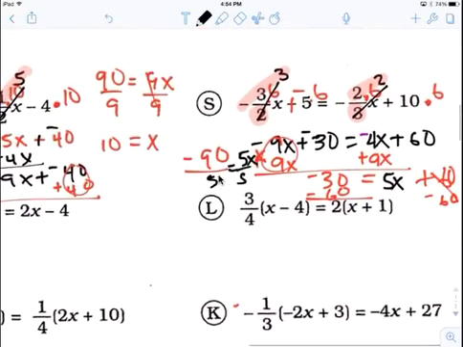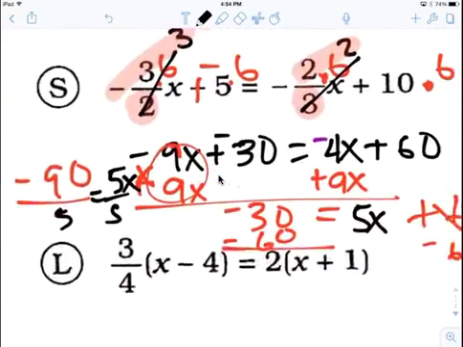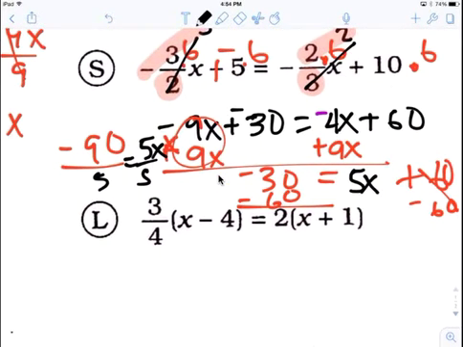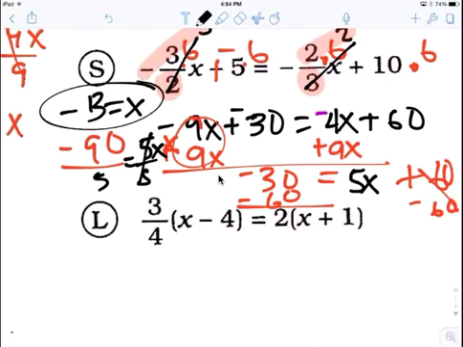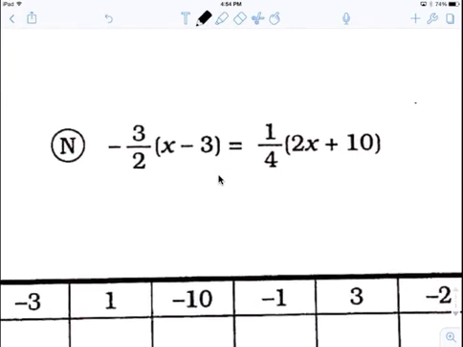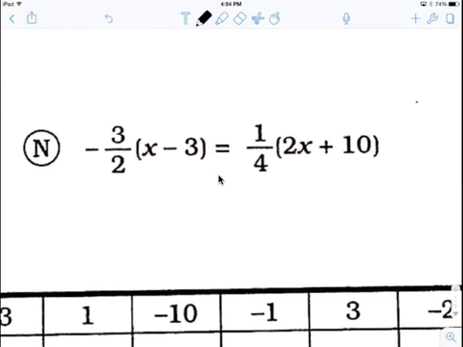Gosh, I ran out of room. I expect you guys to use regular paper. This is horrible. I'm tired. X equals to negative 18. Use line paper. Okay, so here's the next problem.